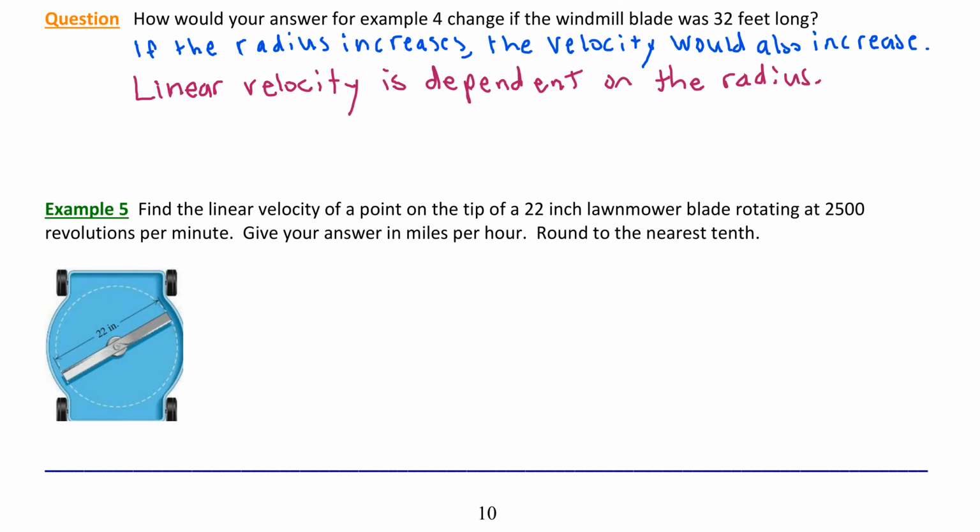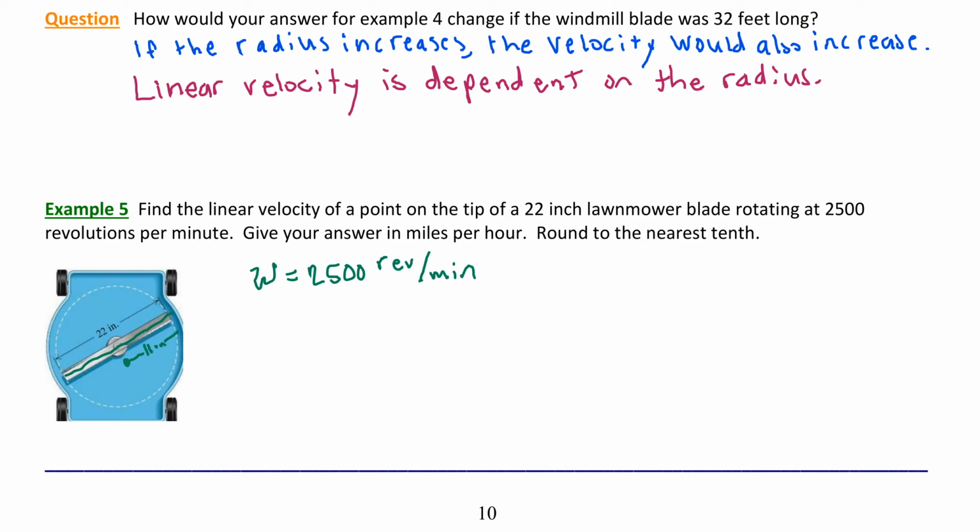Notice in the picture that the measurement given, 22 inches, is a diameter. In order to calculate linear velocity, we need to know the radius. The radius is half of the diameter, so we're looking at an 11-inch radius for this lawnmower blade. The measurement given, 2,500 RPMs, is an angular velocity. So let's make the observation that omega, angular velocity, is 2,500 revolutions per minute.